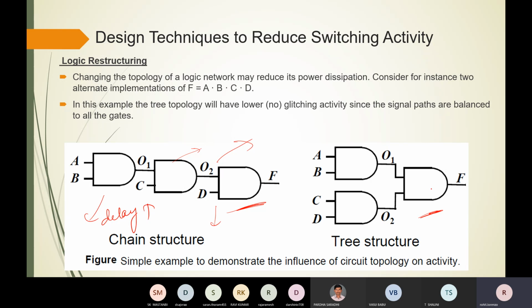So what we understood from this: the chain and the tree give the same functionality. There is no change in the functionality. The final output, if you check for both the chain structure and tree structure, is the same. We have only done the rearrangement. So by logic restructuring, you can minimize the power dissipation. I hope this is clear to all.